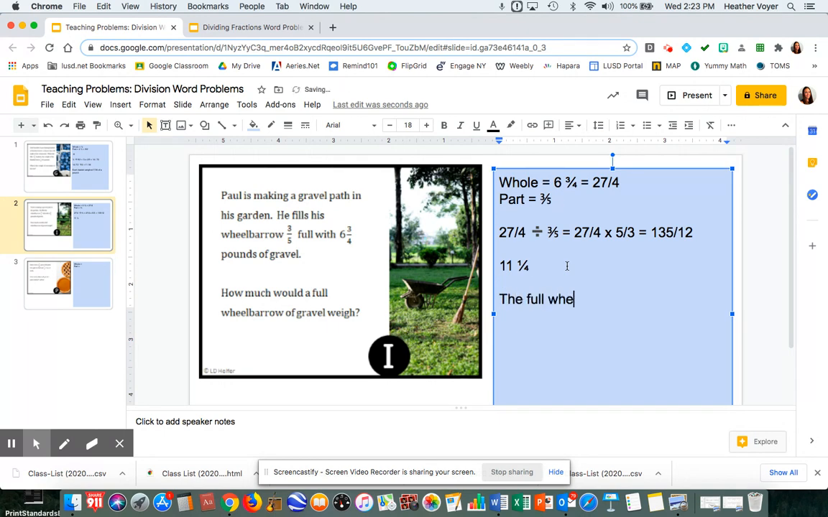And then I just want to write my sentence. It would weigh 11 and 25/100 pounds.